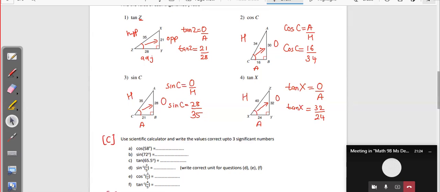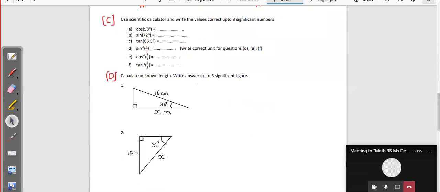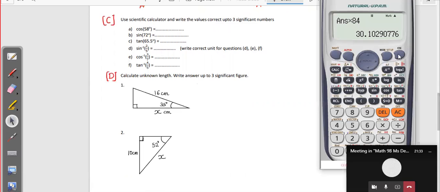Let us find now section C. For this you have to use a scientific calculator. So I have a digital scientific calculator here. Let me use this to find the answers. If you don't know how to get the answers, see here.